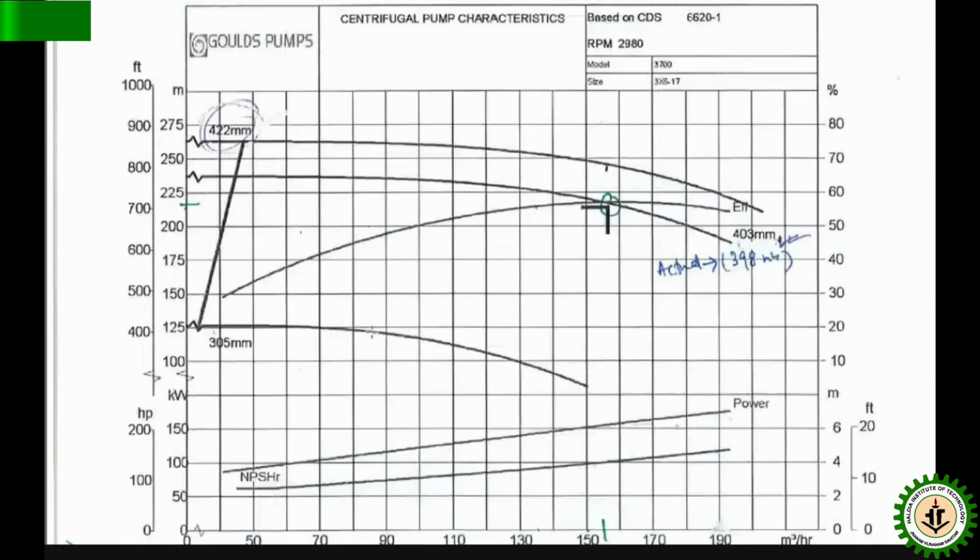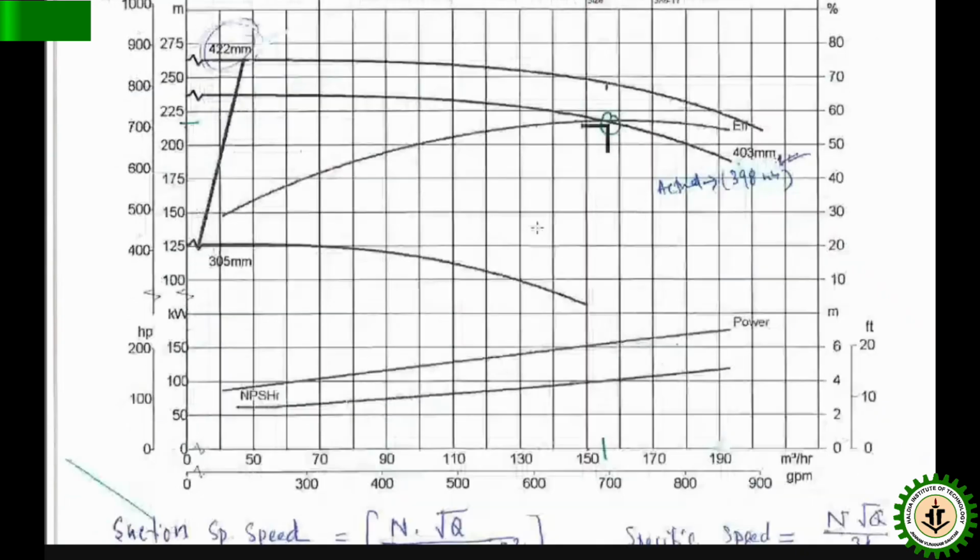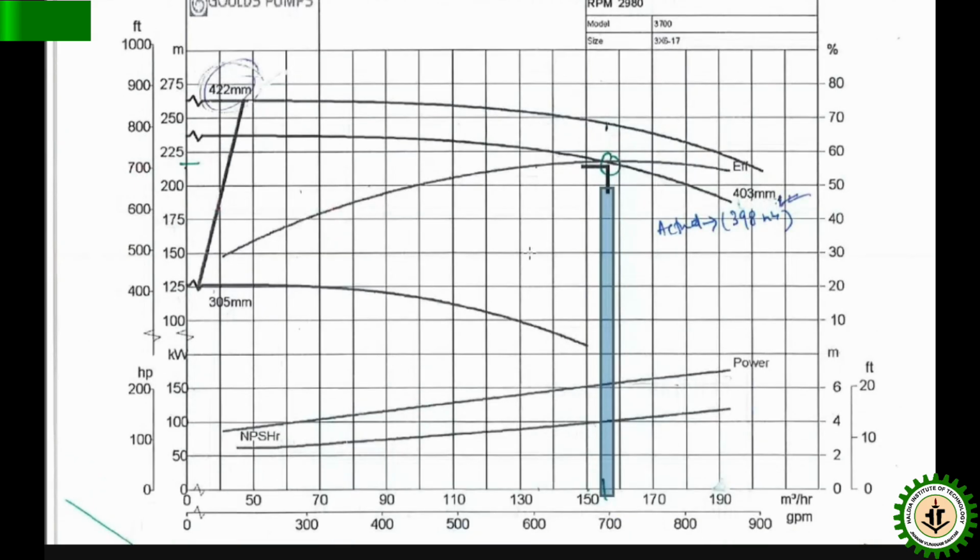Normally the pump capacity, like 157 and 215, is given based on the best efficiency point. If you make a vertical here, it will be somehow 157. And if you make a horizontal here, you get the pump head of around 215 meter. By that way you can get the efficiency where it intercepts the efficiency curve. If you plot vertically down, when it intercepts the power curve you get the power, and on the NPSH required curve you get the NPSH required. This way you have to specify the point where the pump is operating.